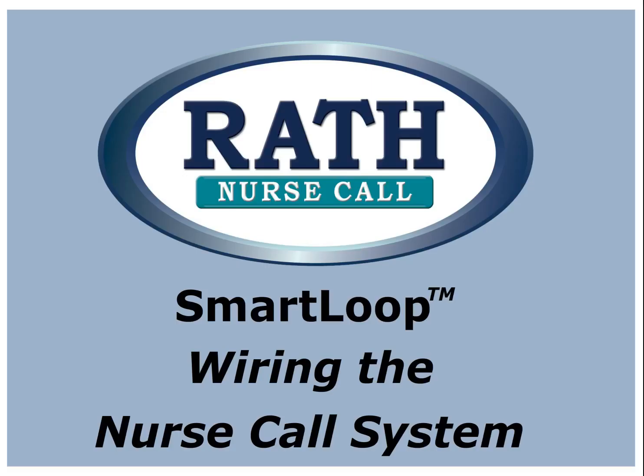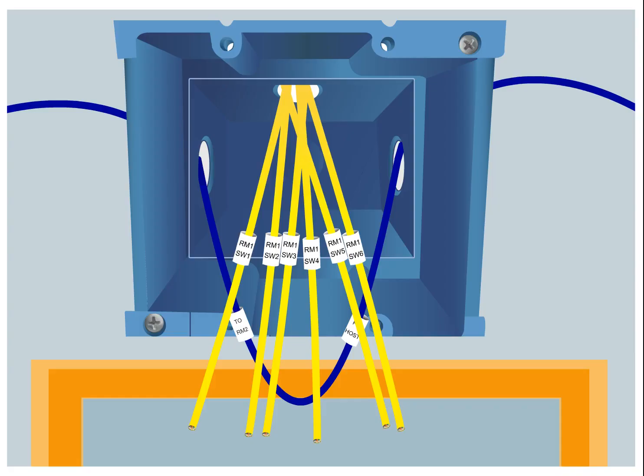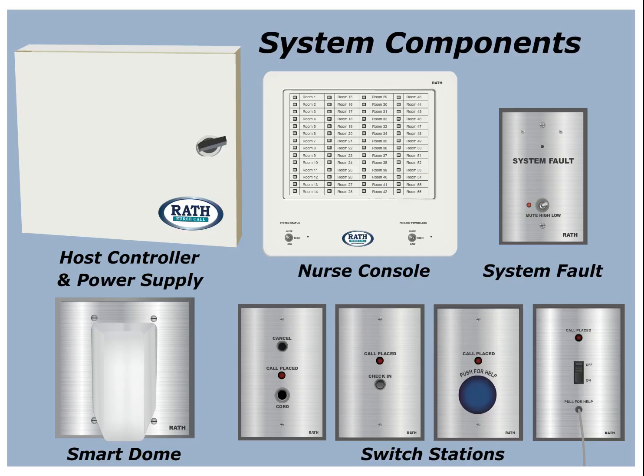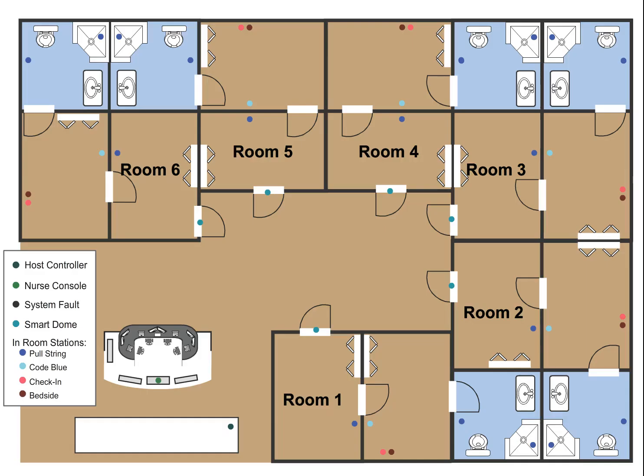Chapter 3: System Wiring. This chapter demonstrates smart loop wiring and how to connect the SmartCare system components. The components shown in this example are the host controller and power supply, nurse console, remote sounder or system fault indicator, smart dome light, and switch stations. This illustration shows the layout of a small facility. The location of each component has been marked on the site with plain colored dots identified in the key.